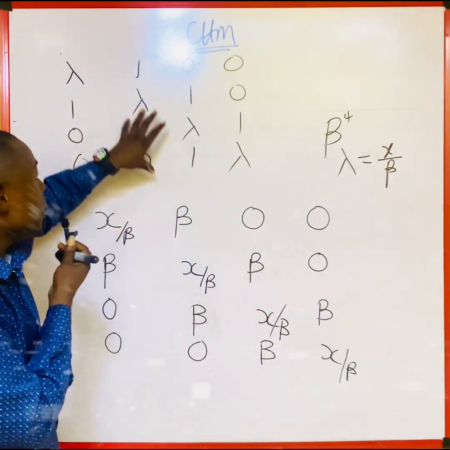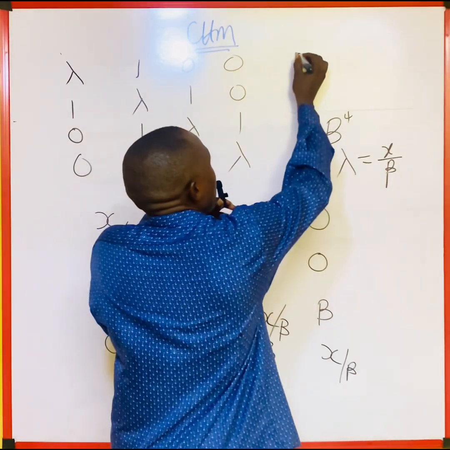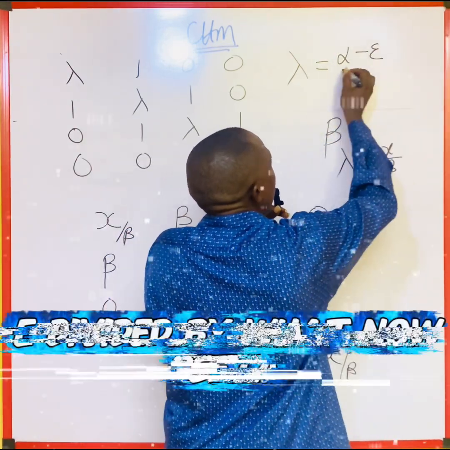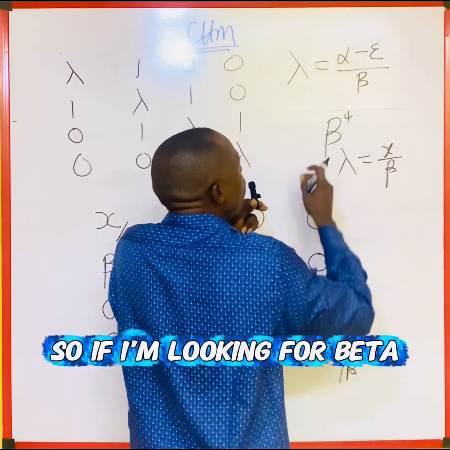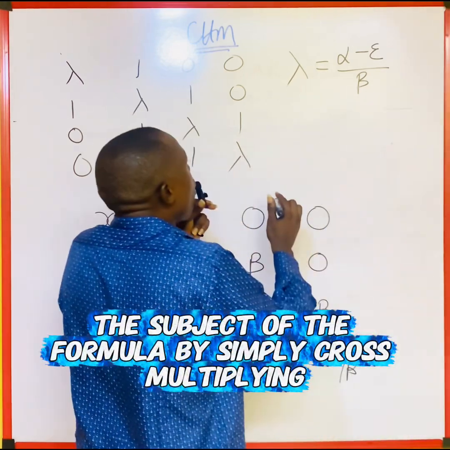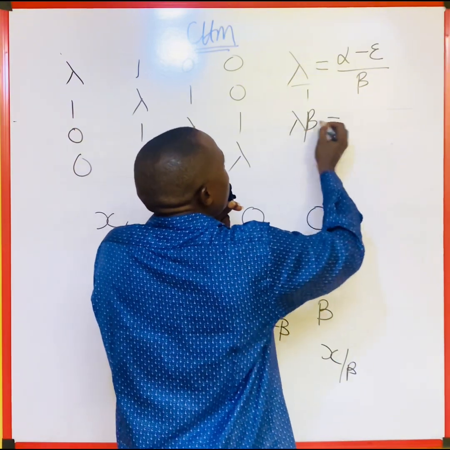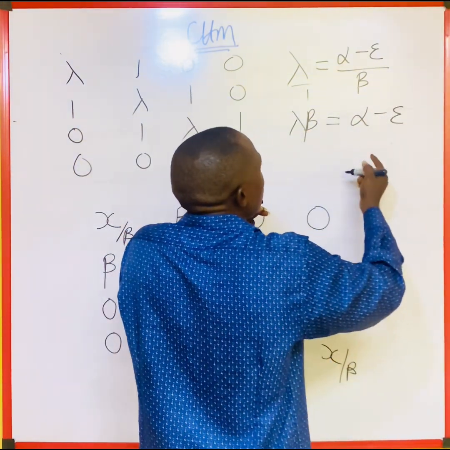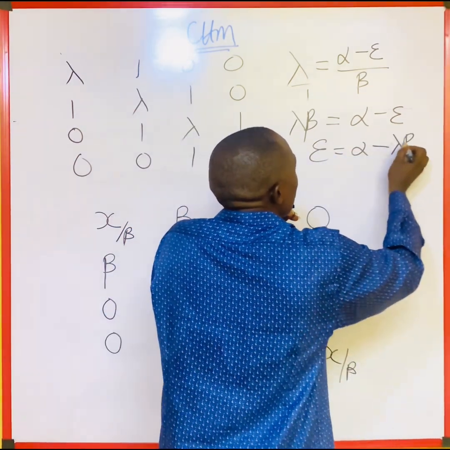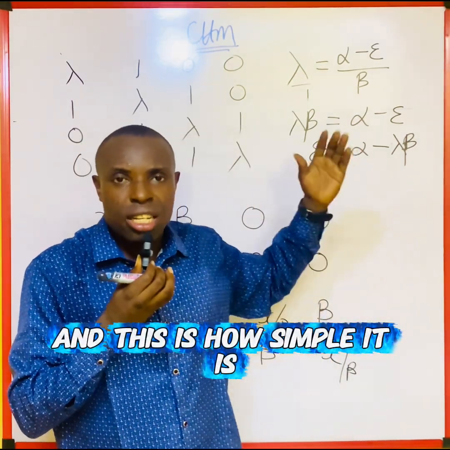Is that understood now? So this is how to build this table for a 4 by 4 matrix, in which you can as well come here to say the new variable is equal to, anywhere I see x, you now know it is alpha minus E, divided by beta. So if I'm looking for the energy, I can make the energy the subject of the formula by simply cross multiplying. So this is how to look for the energy, and this is how simple it is.